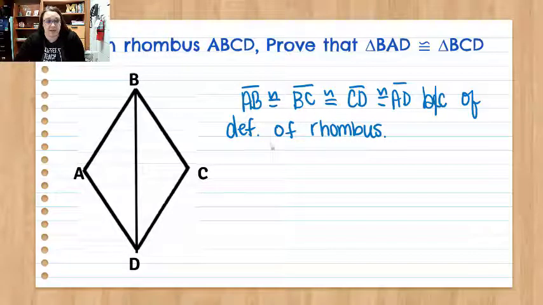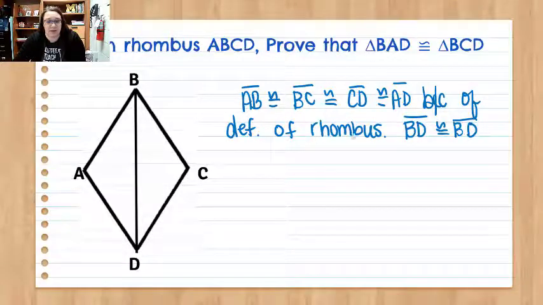All right, and then my last thing I need is to say BD is congruent to itself. BD is congruent to BD, and that is because of the reflexive property.